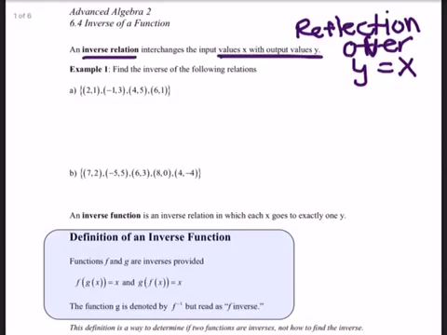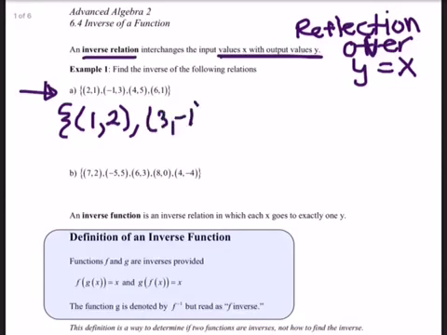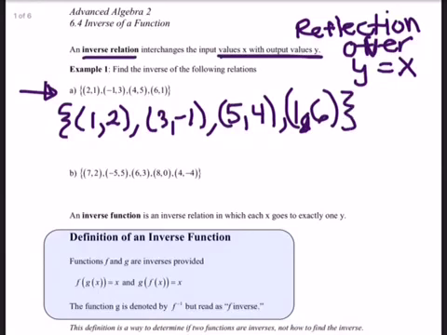Okay, so in point form, if I just have a set of points that's a relation, the inverse would be the set of points where I flip the x and the y. Okay, so again, these two relationships are inverses of each other because they flip the x and y, which means they are reflections of each other over the line y equals x. Try the second one.